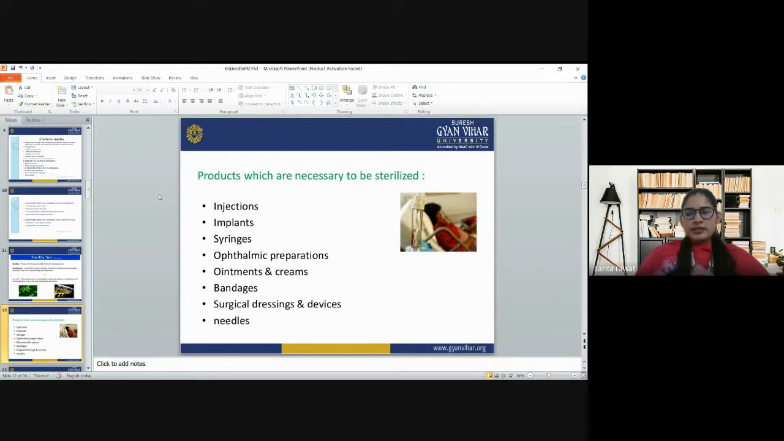devices, and needles. So these are the products which come into direct contact with the patient, and if they are not sterilized, they can change the quality of the patient's treatment. If any microorganism is in these kinds of products, it goes to the patient directly, and it can worsen the patient's condition and also delay the treatment.